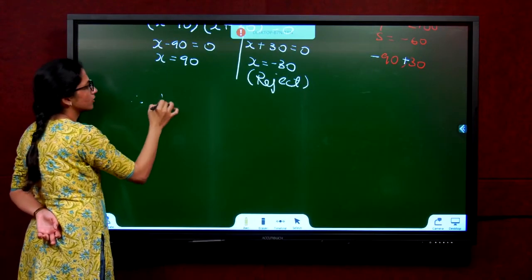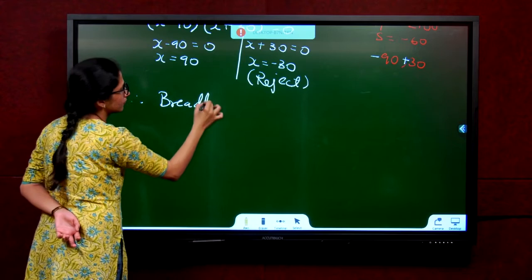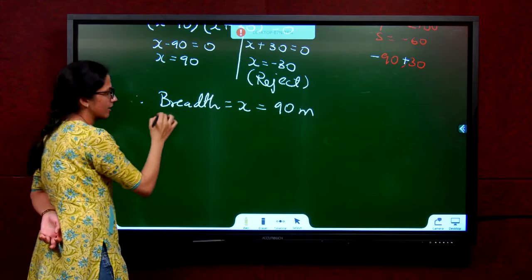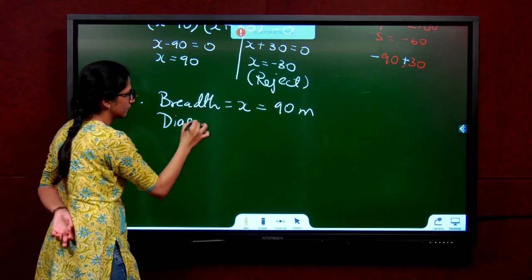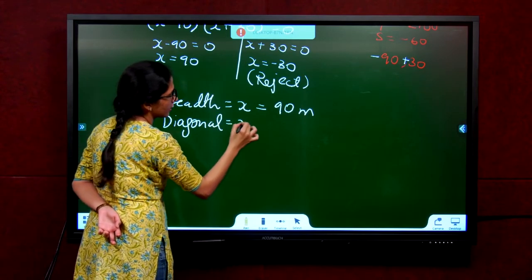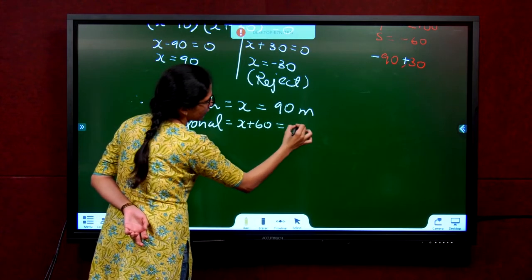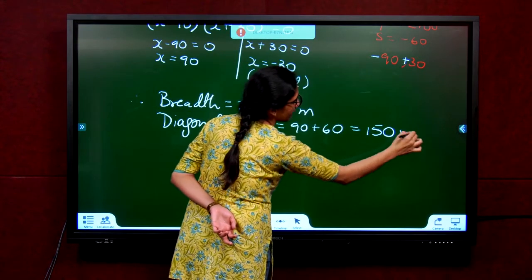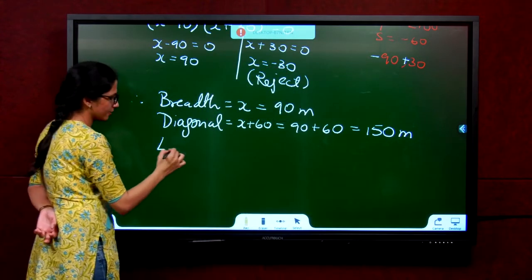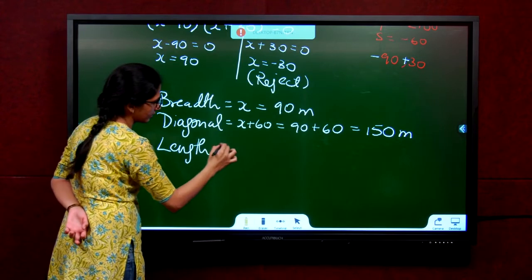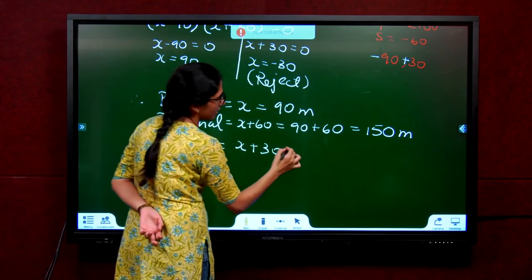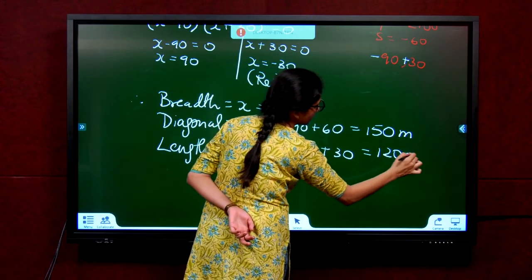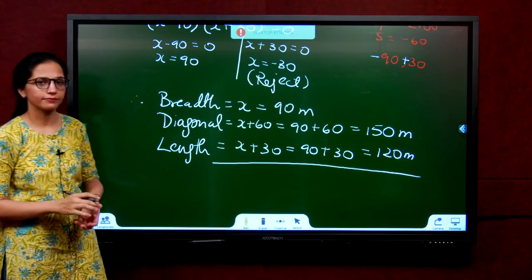Therefore, what will be the conclusion? Breadth is equal to x, equal to 90 meters. Next, diagonal is equal to x + 60, which is 90 + 60, that is equal to 150 meters. Next, length is equal to x + 30, that is 90 + 30, which is equal to 120 meters. We found all the three sides.